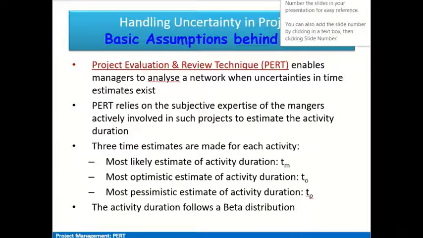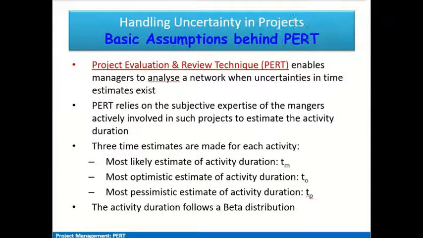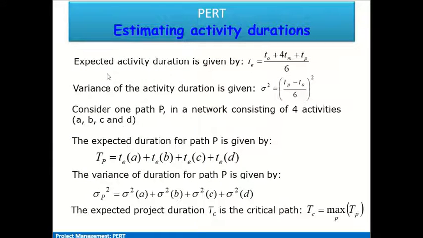Now the third assumption is that the expected time for each activity and the variance of the activity duration can be approximated using an equation, in which the expected activity duration is related to the optimistic, most likely and pessimistic durations by this formula.